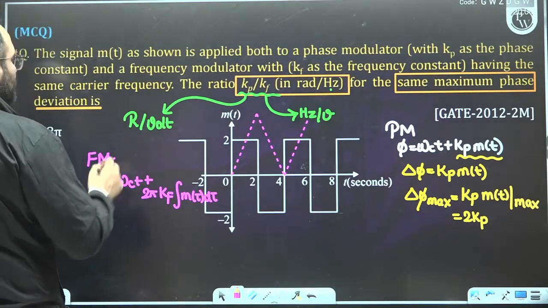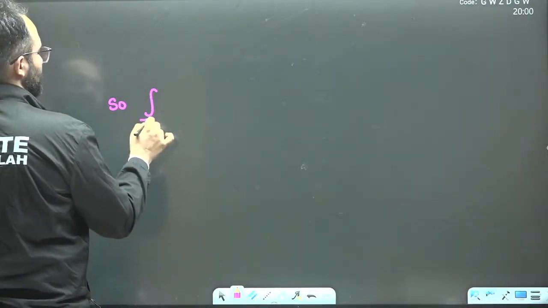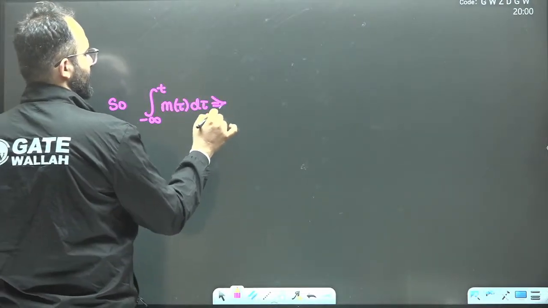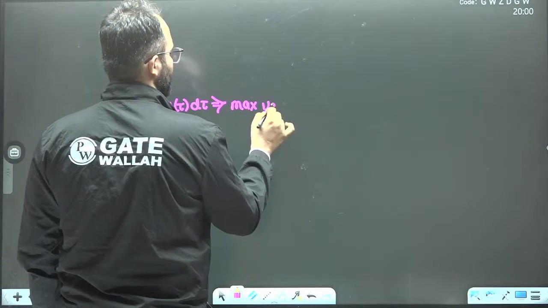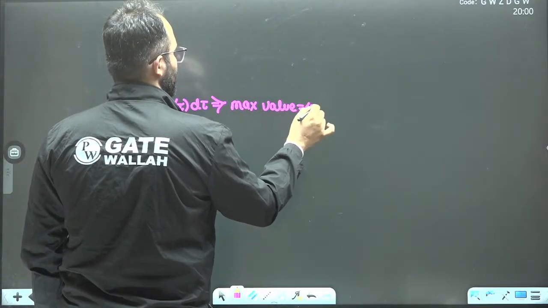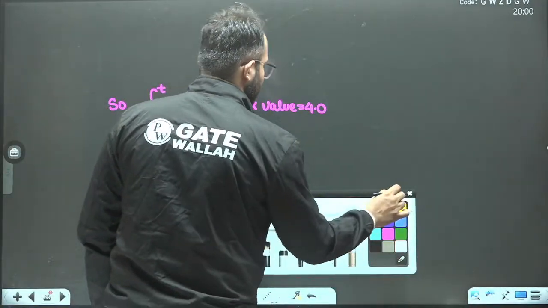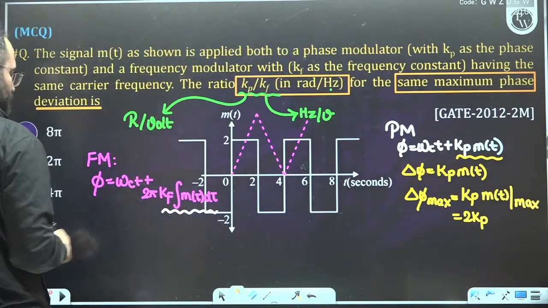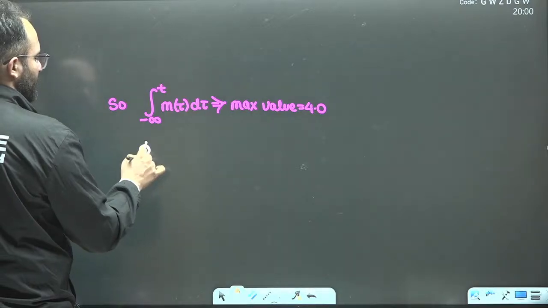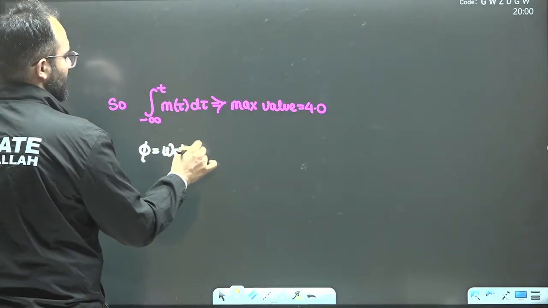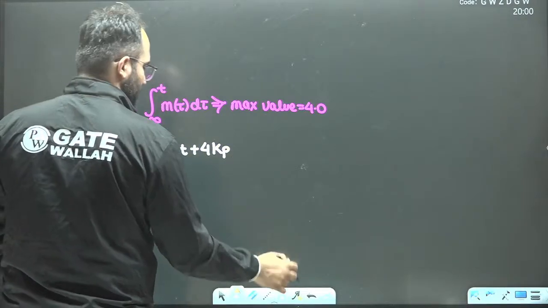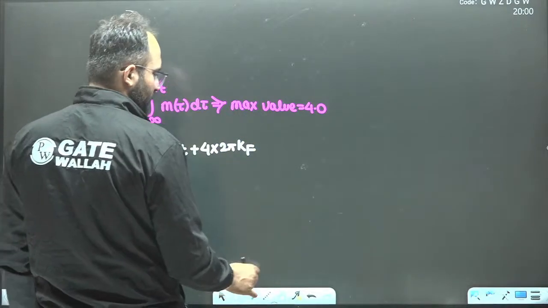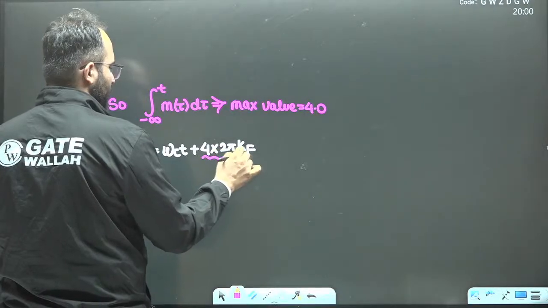So we can see that the running integration will have the maximum value equal to 4. Now we can see that the phase phi will be omega ct plus 4 Kf into 2 pi, that is 4 pi Kf. So we can see that this will be the maximum phase deviation.